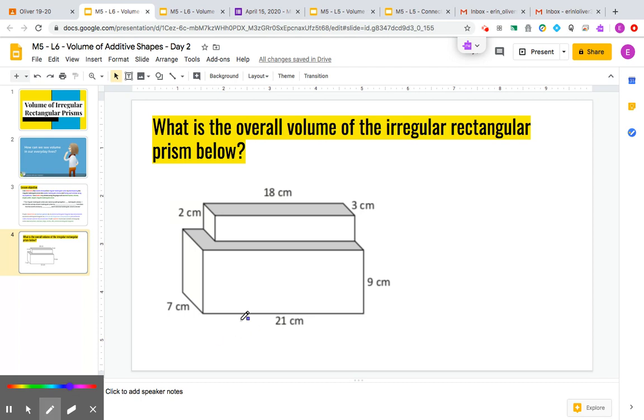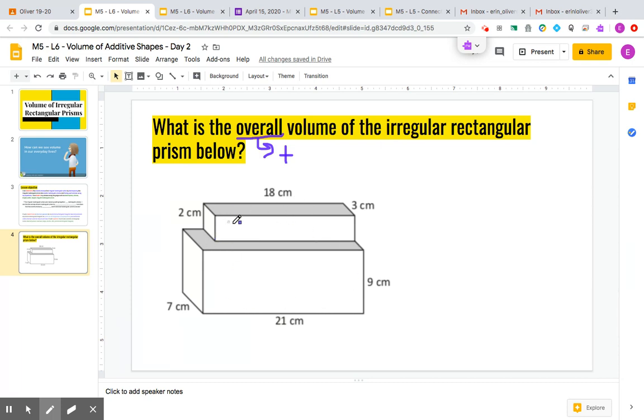We knew that if we had an irregular shape like this, we could split it into different individual rectangles, find the volume of those rectangles, and then add both volumes together to get the overall volume. Remember, overall is another word that every time we should hear, we should think of addition. So let's take a look at this problem. It was on your exit ticket yesterday.